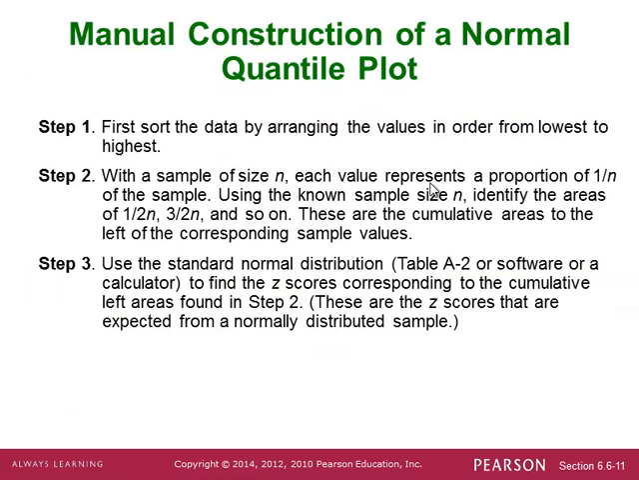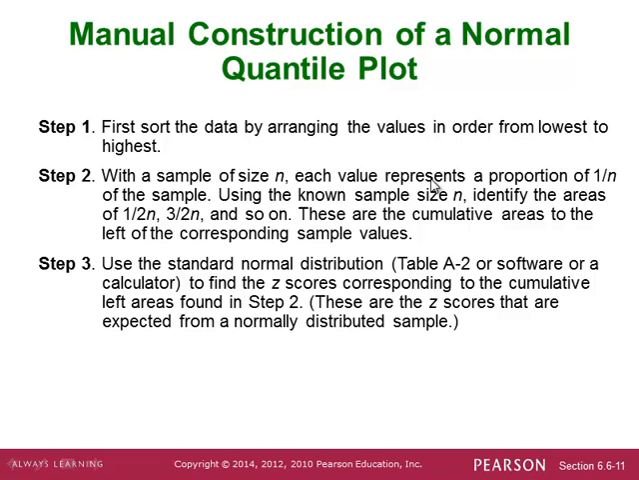All right. So if you had to do this by hand, which by the way I don't expect for you to do, here's how you do it. I'll just talk you through these steps. First, sort your data from smallest to largest. Step 2, where n is the sample size, each value represents a proportion of 1 over n of the sample. So if you have a sample of size 100, then each number will be 1/100th of the data set.